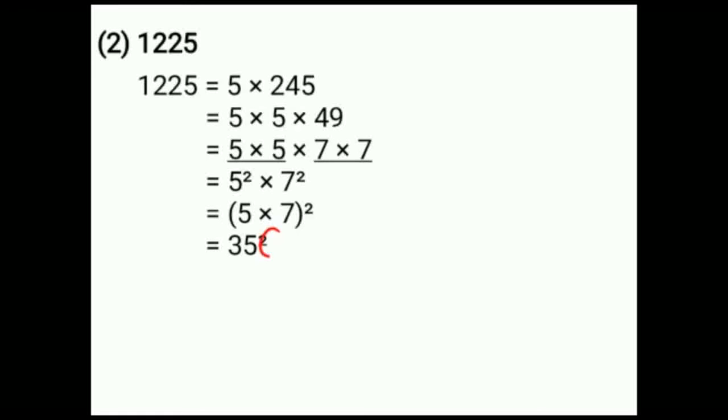Remove this square and then write square root. The question that is given, you have to write in square root form. Therefore, the square root of 1225 is equal to 35. When you remove this square here, it will become your square root. Okay, and then the answer is 35.